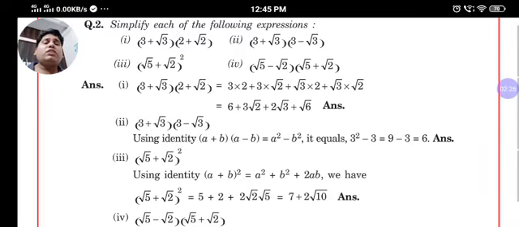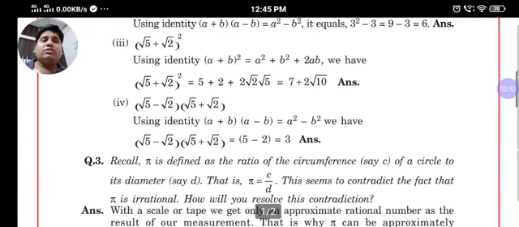The next one is 3 plus root 3 and 3 minus root 3. Using the identity a plus b into a minus b is equal to a square minus b square, it equals 3 square minus root 3 square. The root and square cancel, so 3 square minus 3, that is 9 minus 3, and the answer is 6.